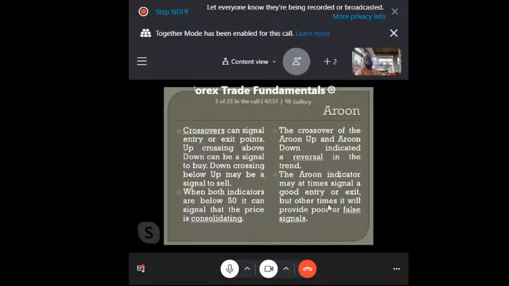Crossovers. What we call a crossover is where the Aroon Up and Aroon Down cross each other as they are moving. Crossover can signal entry or exit. Entry means buy. Exit means sell. Now, Up crossing Down from above is a signal to buy. Down crossing below Up.